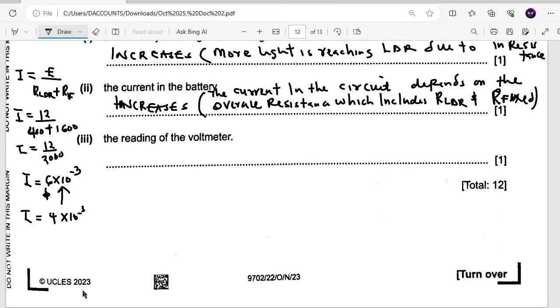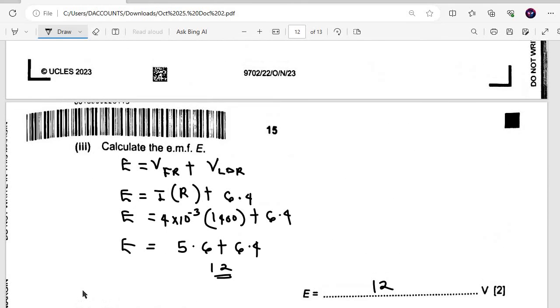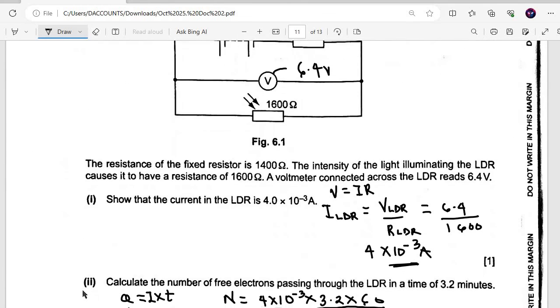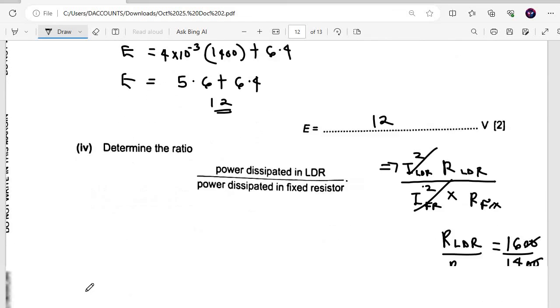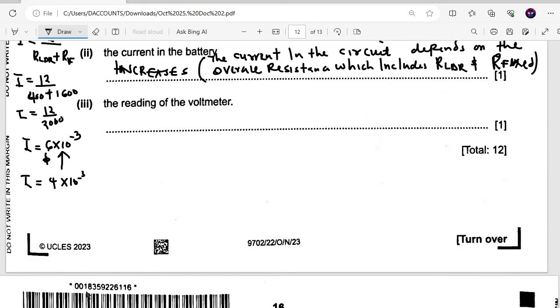And the next one, the reading on the voltmeter. The voltmeter is the one that is connected across the LDR. So yeah, it will decrease because the resistance has decreased. This one is quite straightforward. Decreases because it's connected directly to LDR.